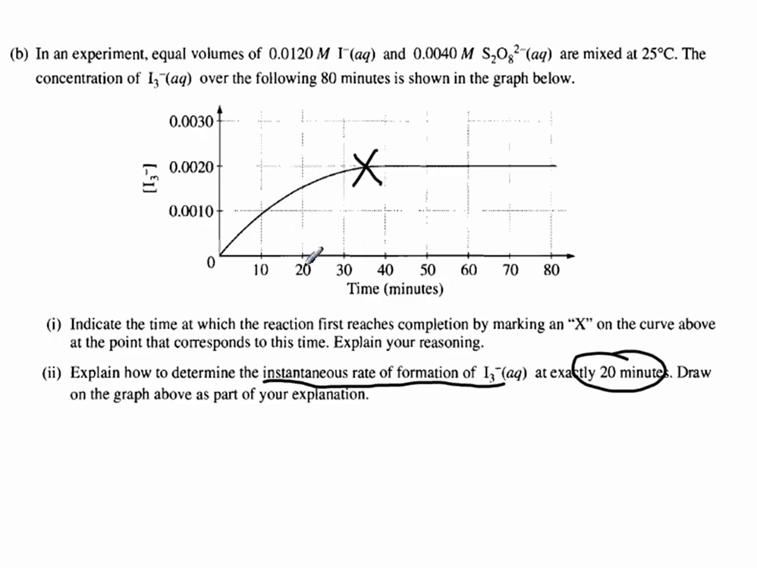So if I go to 20 minutes, there's my point right there. The way I would figure out the rate, they don't actually have you calculate it, but you explain how you would, is you would calculate it using the slope of the line that's tangent to that point on the graph. And that's what they're asking you to do when they ask you for instantaneous rate of reaction.